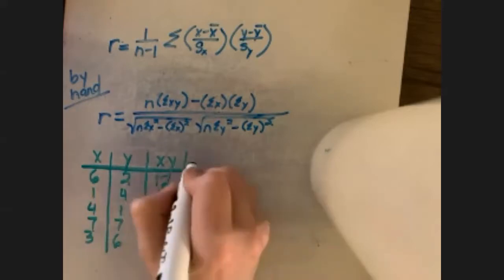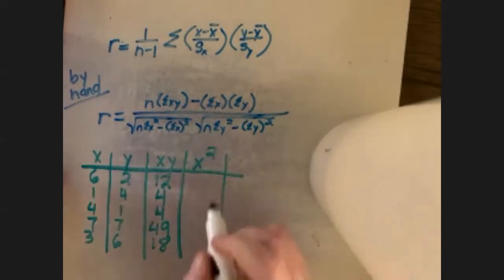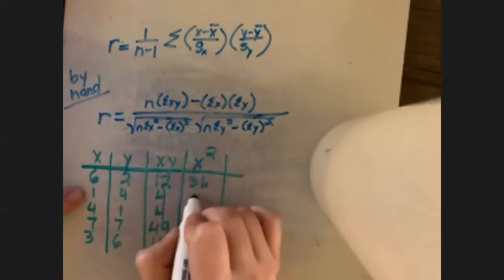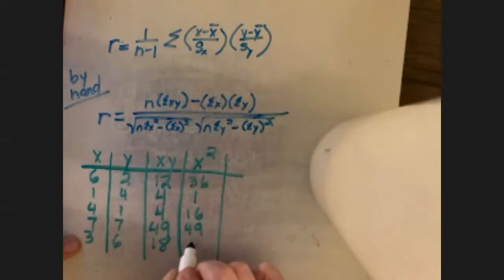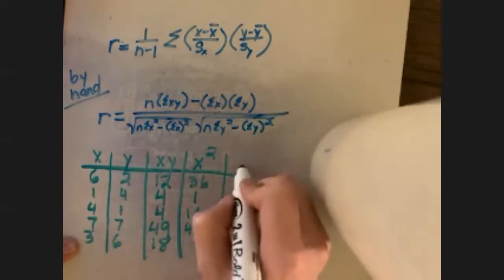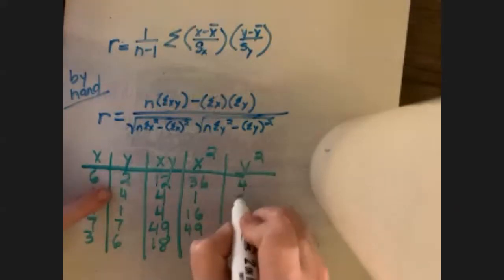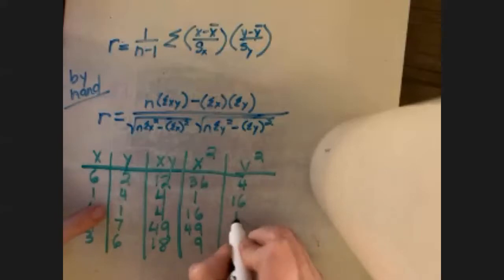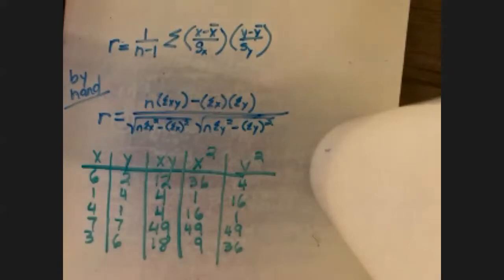Next thing I'm going to do is my X squared. So we're going to do 6 squared, 1 squared, 4 squared, 7 squared, and 3 squared. And then I'm going to do Y squared: 2 squared, 4 squared, 1 squared, 7 squared, and 6 squared. Now, the only other thing we need to do is total all of this up.